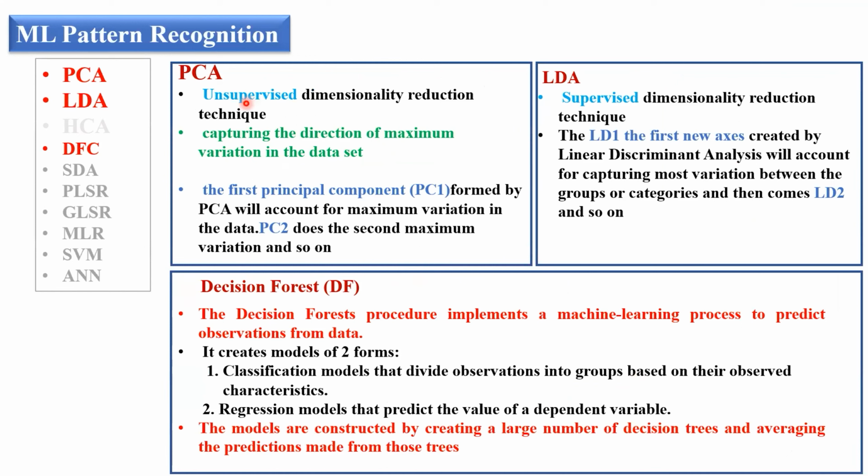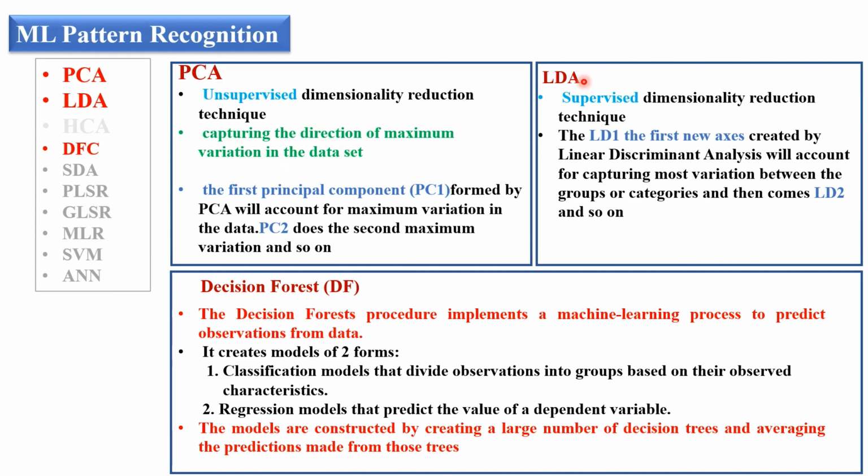PCA, principal component analysis, is an unsupervised dimensionality reduction technique. Here what we are doing is capturing the direction of maximum variation in the data set. The first principal component, PC1, formed by PCA, will account for maximum variation in the data. PC2 accounts for the second maximum variation, and so on. So using PCA, if you have unlabeled data, as it is unsupervised machine learning, it will cluster the data. While doing the clustering, we can get some groups.